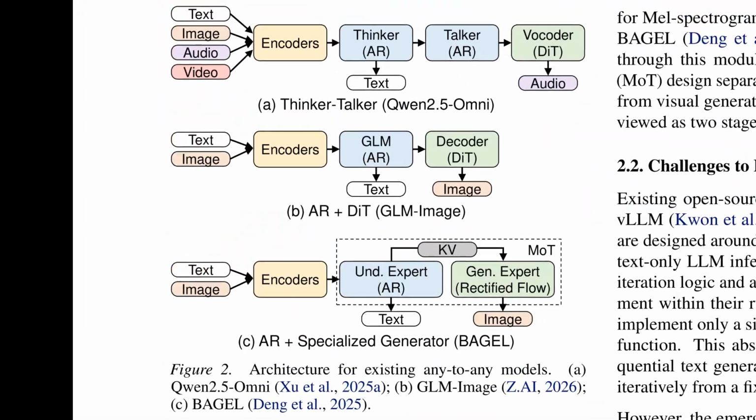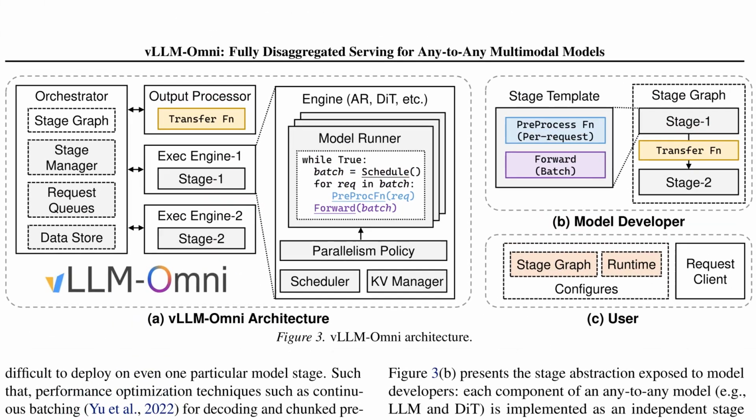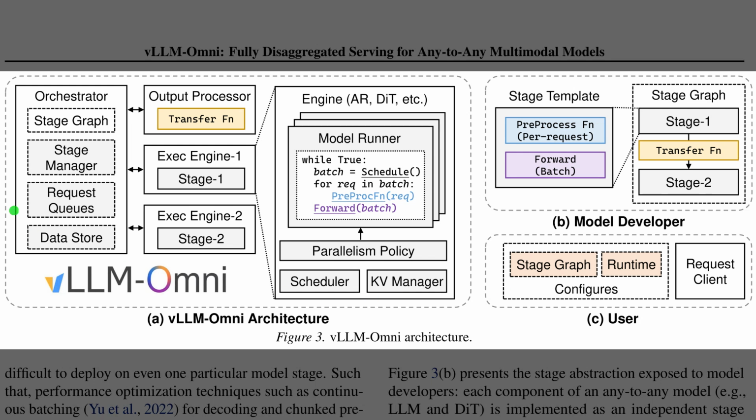Well, Figure 2 breaks down 3 specific examples of these complex pipelines currently used in research. In panel A, we see the Qwen 2.5 Omni architecture, which splits execution into a thinker stage for reasoning and a talker stage that feeds a diffusion-based vocoder. Panel B shows a different approach with GLM image, chaining an autoregressive model directly to a diffusion decoder. Finally, panel C illustrates Bagel, which uses a mixture of experts design where understanding and generation are handled by specialized components.